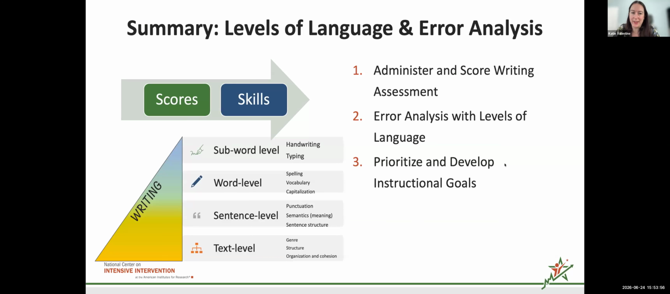So just a final note, a lot of information in this webinar today. If there are a couple things that you take away from this, remembering that error analysis can be really powerful in moving from scores to skills. And I hope that you were able to see how we moved in that error analysis to identifying those skills that can be taught in instruction. The levels of language piece is a really powerful framework for identifying those errors, both in the assessment process, but then also connecting that to what you actually teach. And then how you can prioritize and develop goals based on that. So I'm going to pass it over to Paul for the next slide.